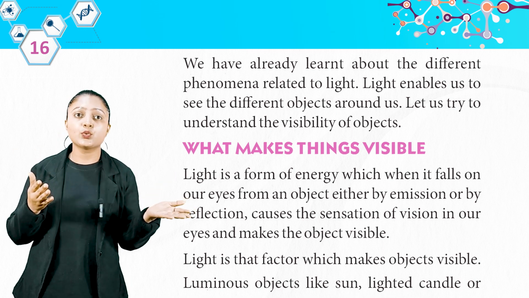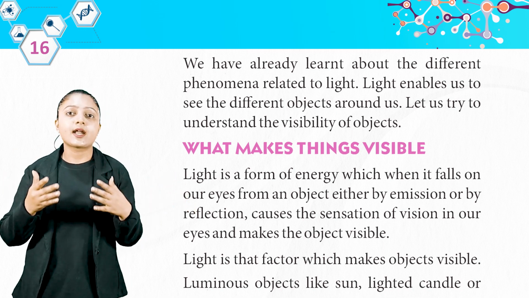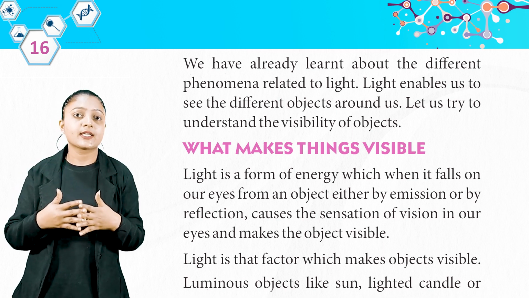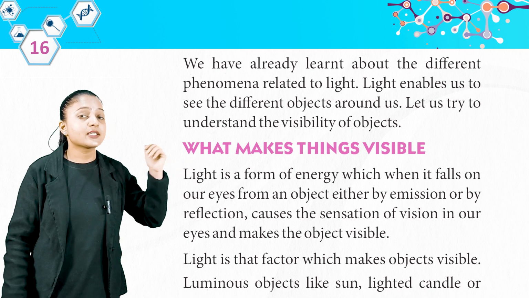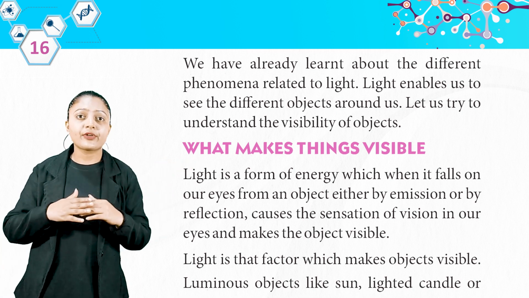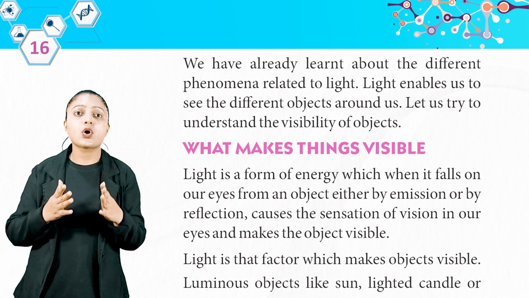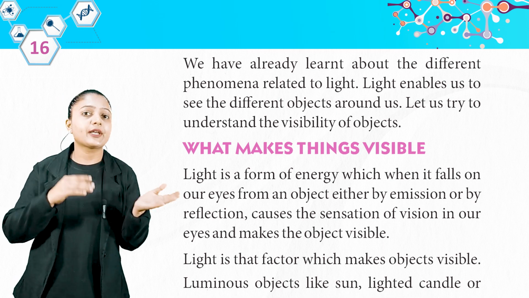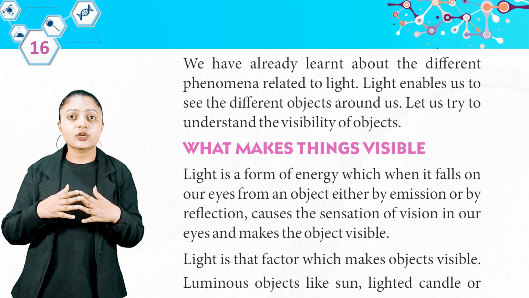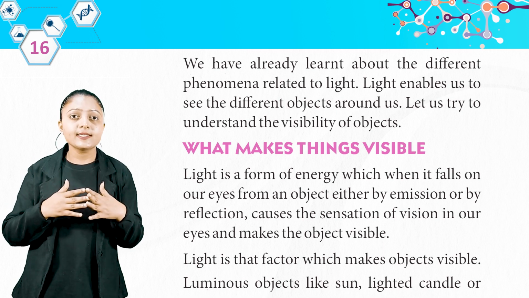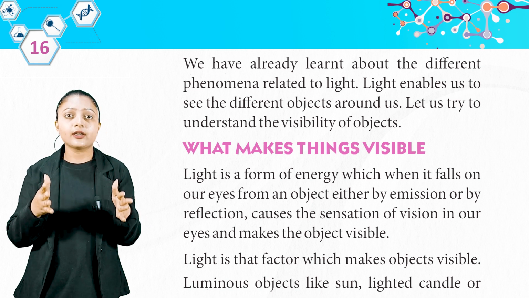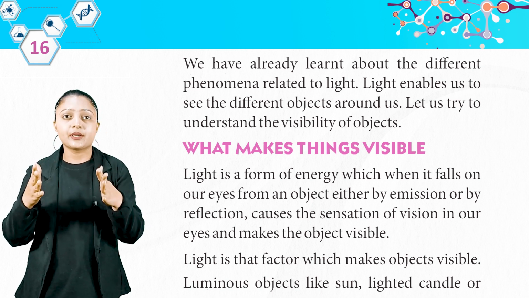Light enables us to see the different objects around us. Let us try to understand the visibility of objects. First, what makes things visible? Light is a form of energy which, when it falls on our eyes from an object either by emission or by reflection, causes the sensation of vision in our eyes and makes the object visible. Light is that factor which makes objects visible.